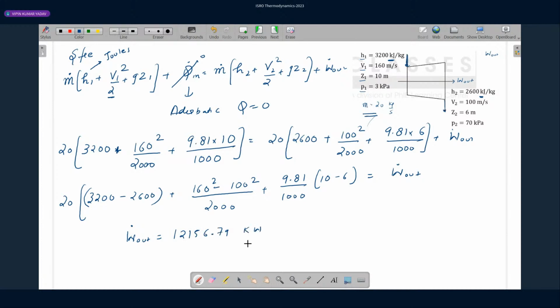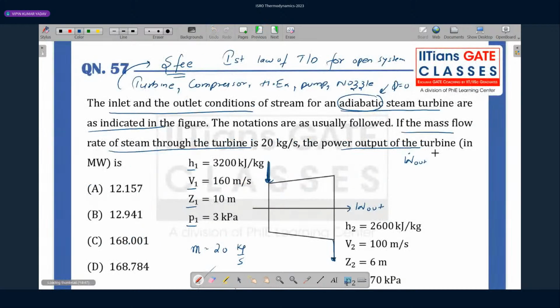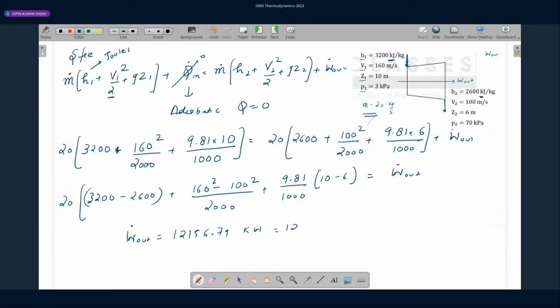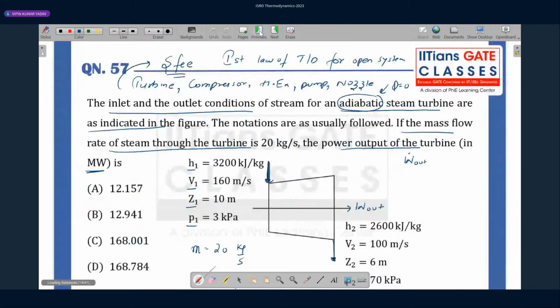12156.79 kilowatt. But they have asked in megawatt. You see, they are saying in megawatt. So what will I do? It is 121, I'm sorry, 12.156 megawatt. So this is the correct answer. 12.156, that is A, is the correct answer. Okay, let's move ahead.